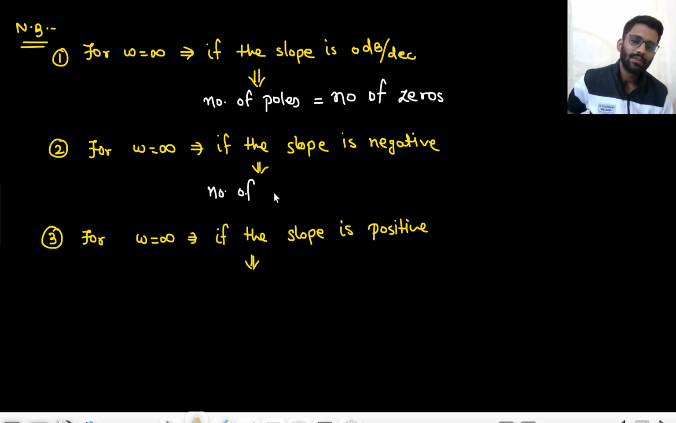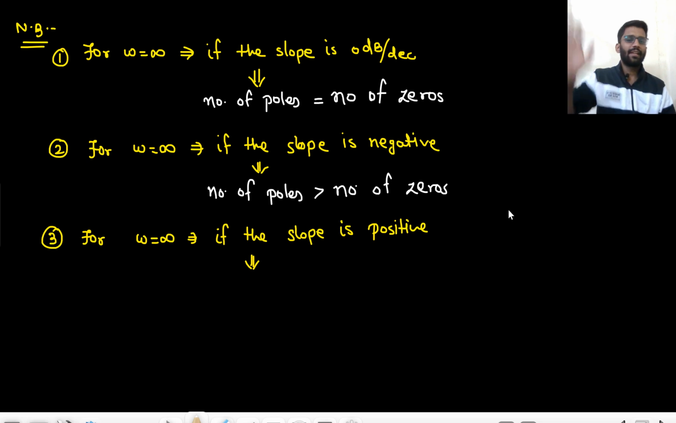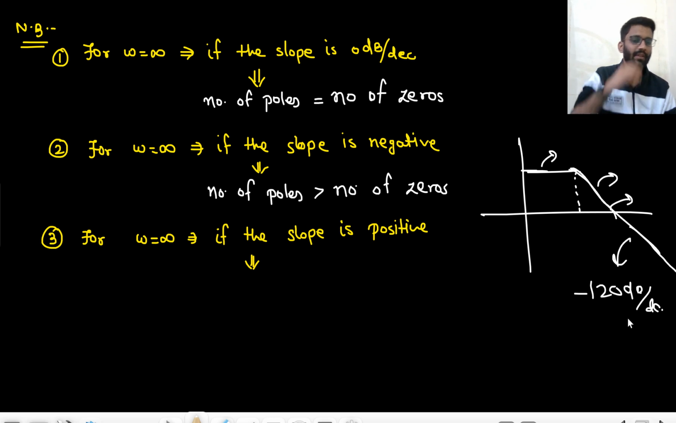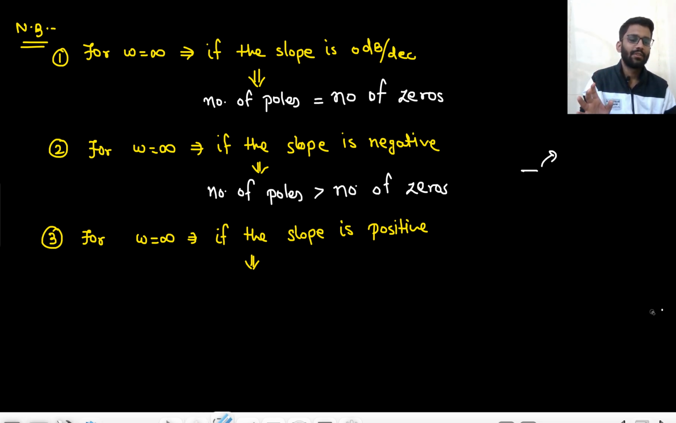The number of poles will be greater than number of zeros. Don't go in the previous example. Just think the final slope is negative. That means your graph can go something like this. The statement is written for omega goes to infinity, the slope is negative. That means your graph will go like this. So here there is no pole, and here there is one pole. It can be one pole, it can be two poles. The slope can be minus 120 dB per decade as well. If the slope is minus 20 dB per decade, that means there was one pole, but there are no zeros. So basically you can say that your number of poles is greater than number of zeros.